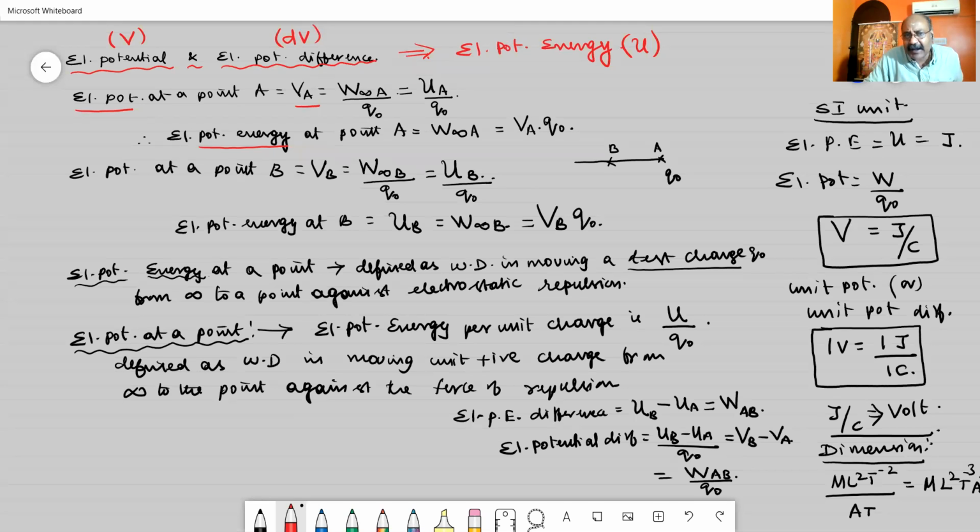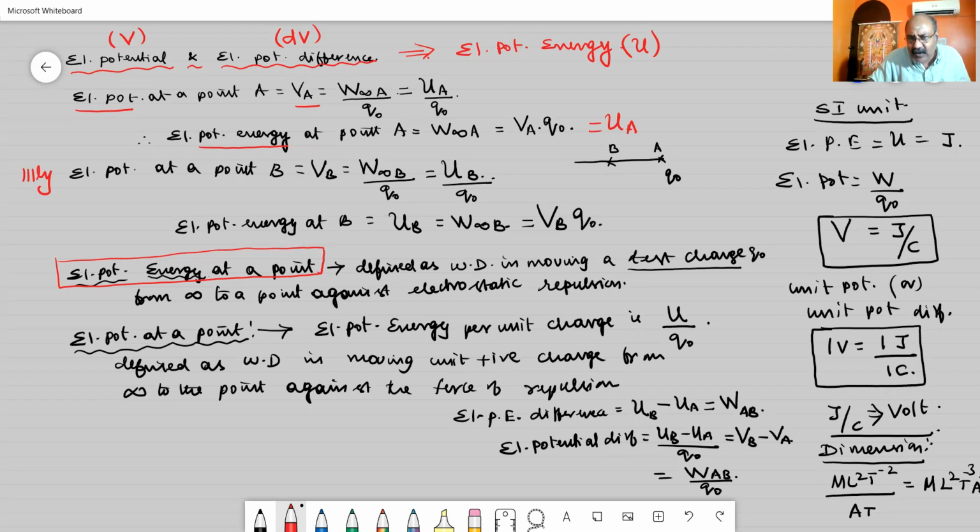On cross multiplying the above equation, we can also write potential energy at a point A is equal to potential at a point into Q naught. Similarly, I have written it for electrical potential at B. Similarly, electrical potential energy at B. Then we have stated about electrical potential energy at a point, and how it can be defined.